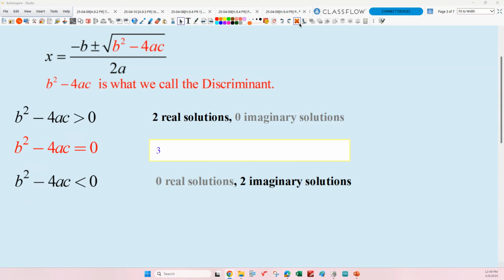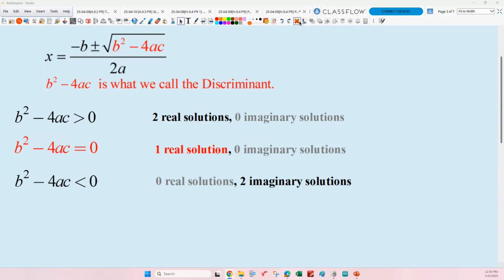Okay. Now, is it going to be real or imaginary if the discriminant is 0? Well, what's the only way it would be imaginary? If it were negative, but it's not, it's 0. So it must be real. So if the discriminant is exactly equal to 0, I get one real solution.